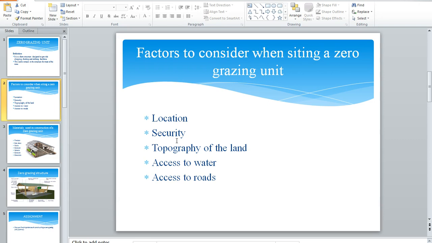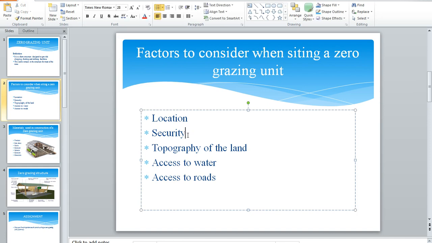Then another factor to be considered is security. When we talk of security, your structure, because when you start a zero grazing unit, it is a form of investment to you as a farmer. So you should put up measures to make sure that your cows are safe for you to reap more. As one of the examples, you should maybe place your structure behind your house or your homestead, so that many people who are maybe passing by cannot be able to see your project.